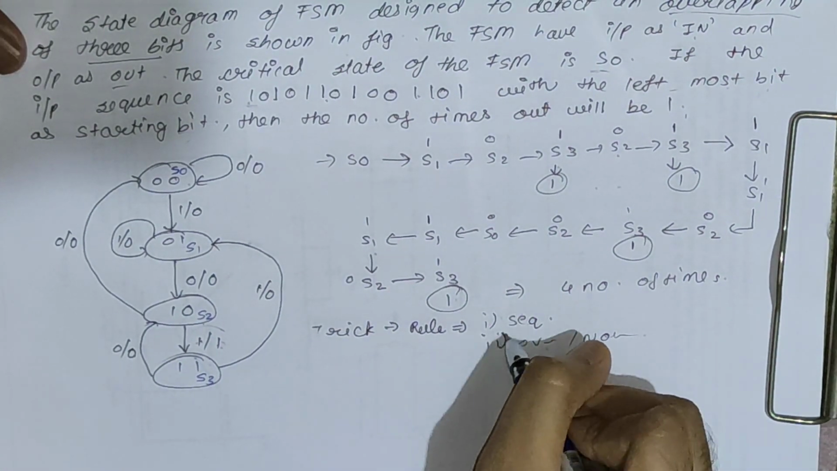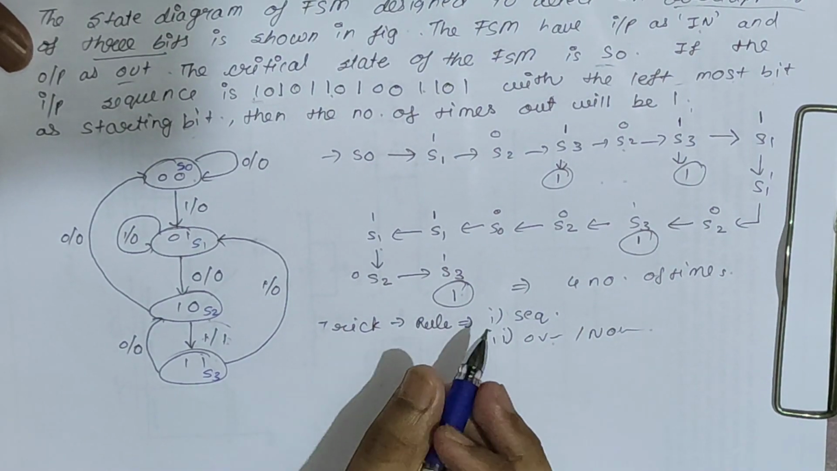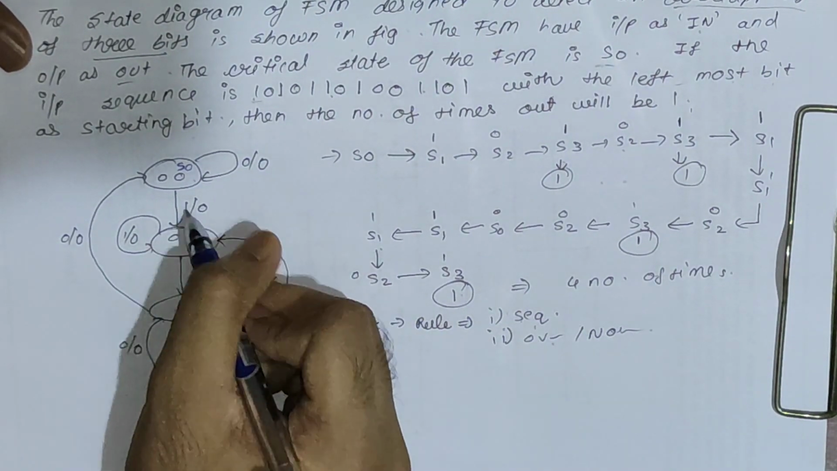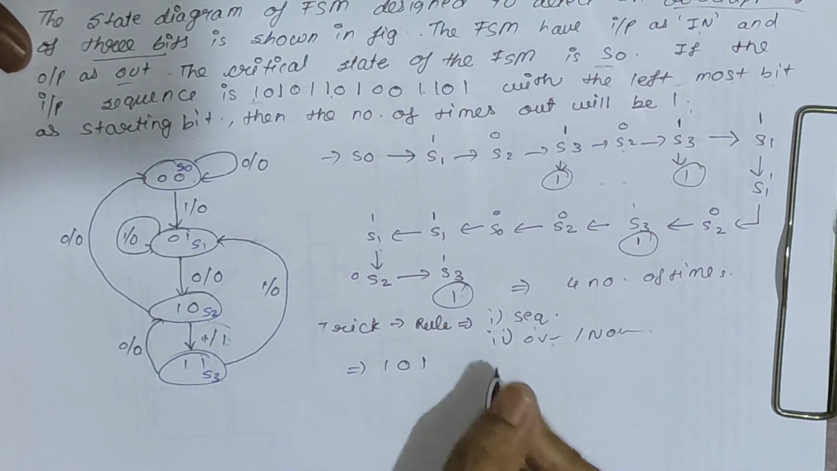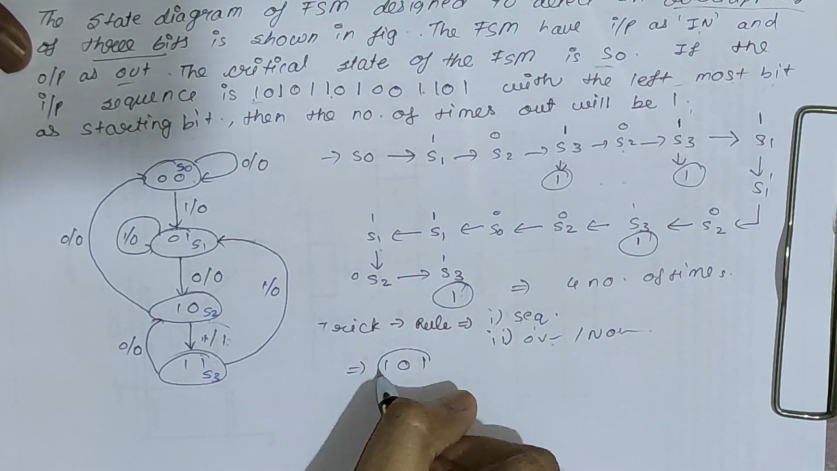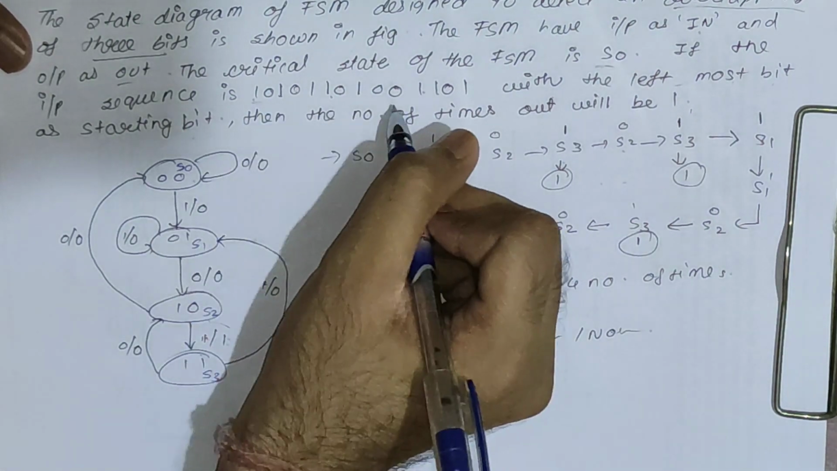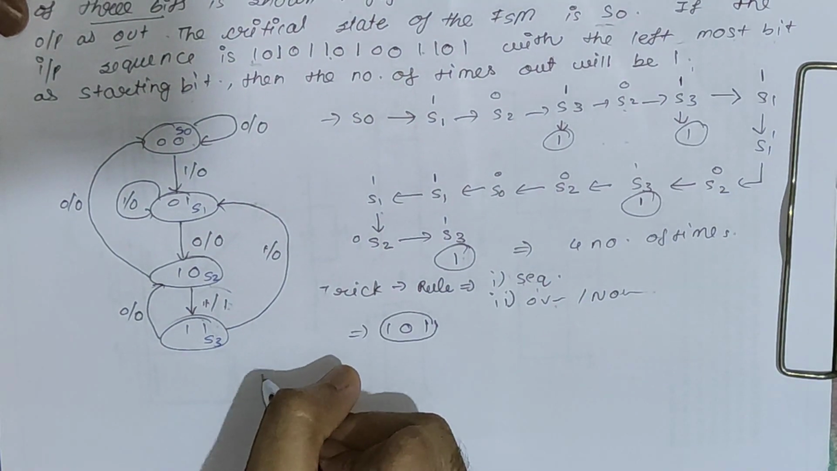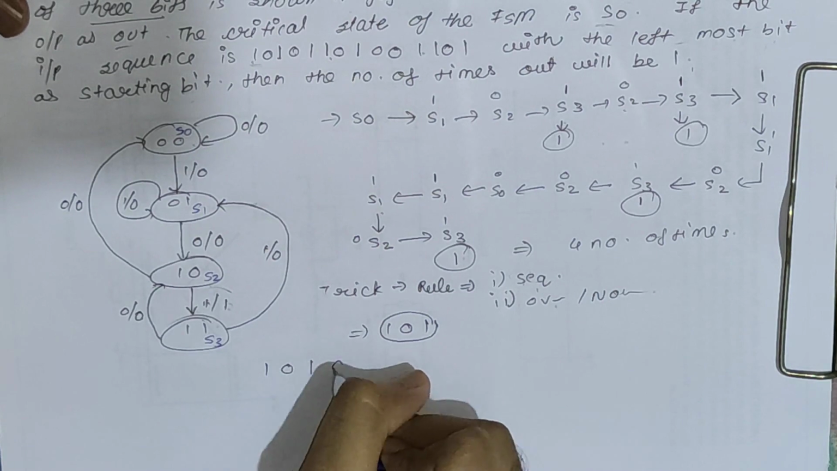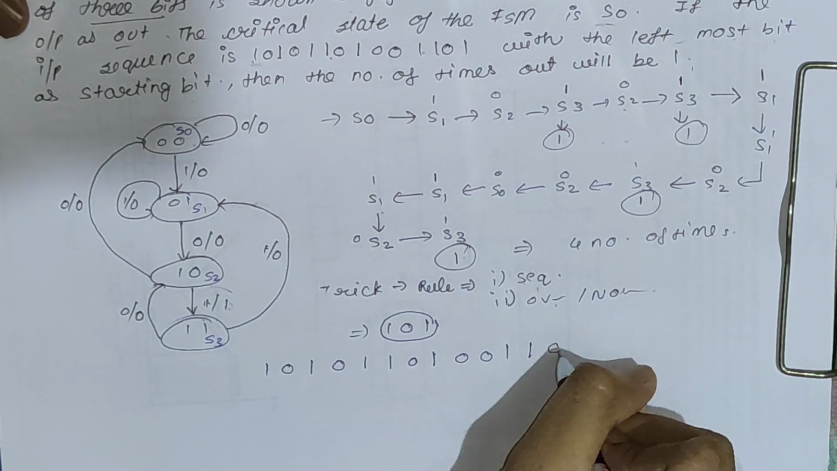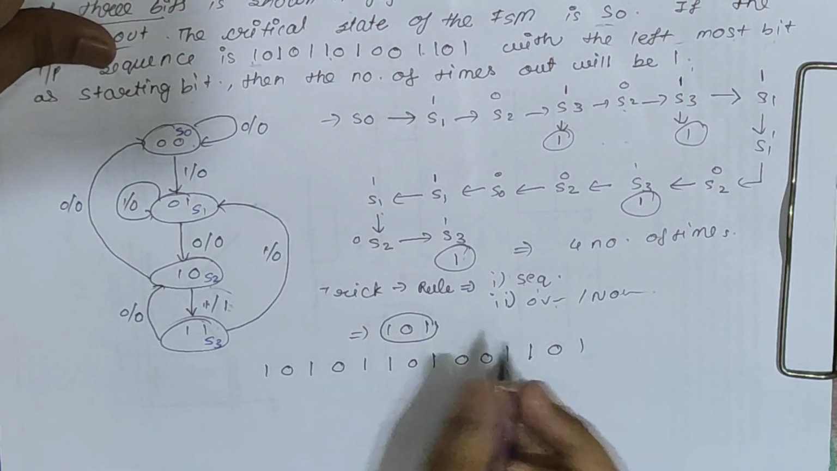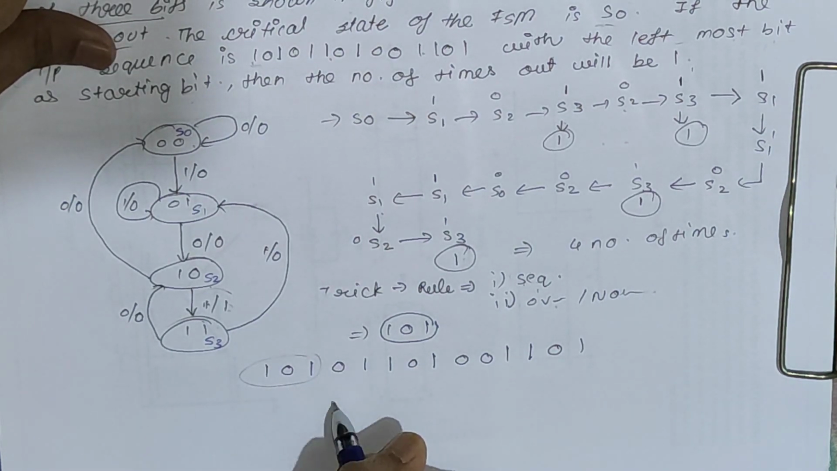So first we need to find the sequence. Okay, so the sequence for which the output is 1 is 1, 0, 1. Now we will find how many times this 1, 0, 1 is repeated in the given bit stream. So the bit stream is given as 1, 0, 1, 0, 1, 1, 0, 1, 0, 0, 1, 1, 0, 1. In this sequence you get 1, 0, 1 here, here.